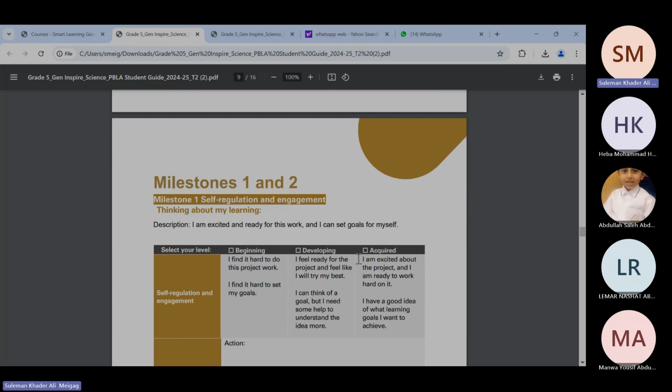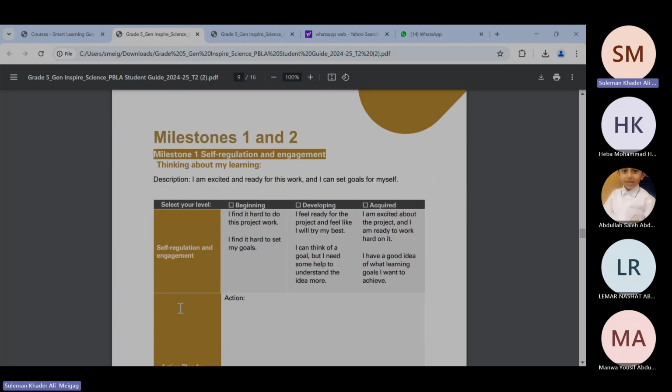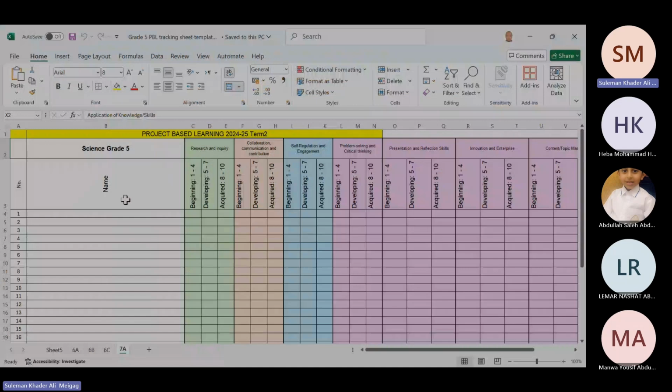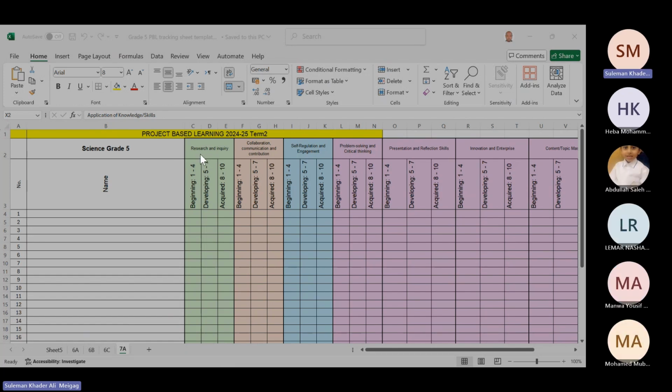Okay, and then you check yourself. I will be looking at some examples. Here is what I will use. For me, I make this. I make the name, science, grade 5. I make the names, 1, 2, 3, 4. I look at your research, how much information you find, how much inquiry you do. The lowest one, 1 to 4, middle, 5 to 7, and the highest, 8 to 10, the highest number 10.